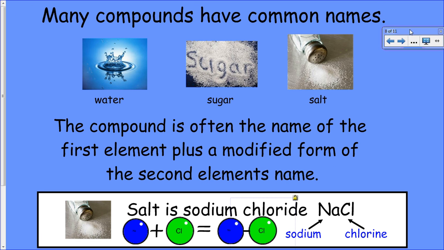Many compounds have common names. We've said that sodium chloride is salt. Also, sugar and water are some examples. And again, this time we're showing it with a graphic of the atoms of the different elements. So Na plus Cl, sodium plus chlorine, gives us sodium chloride, which is also known as salt.